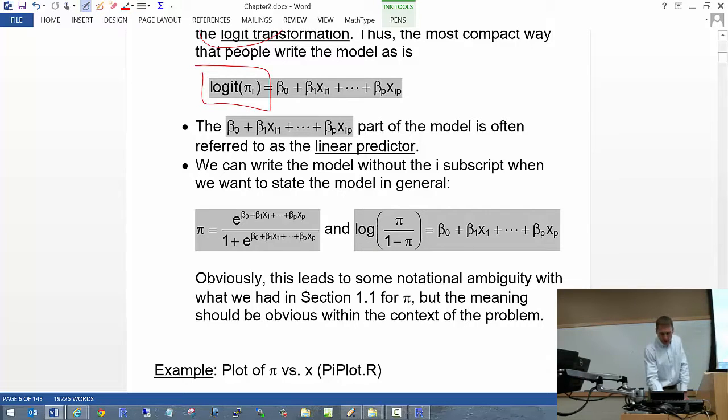And then lastly, I could also write my model where I just simply drop off the i subscripts, where you just assume that each of the pi's could be potentially different depending upon what the explanatory variables are. One problem with that is that this leads to some notational ambiguity, because I used just pi before in section 1.1. But I think in the context of what we're doing, it will always be clear that we're working with a logistic regression model. So the pi's change as a function of x's. That's why I'm comfortable with dropping the i subscript there. I hope you will be too.